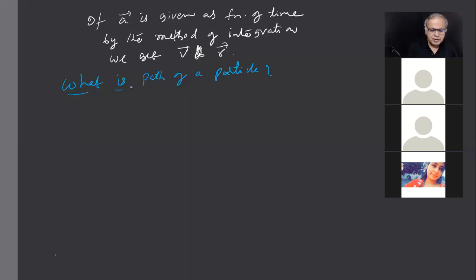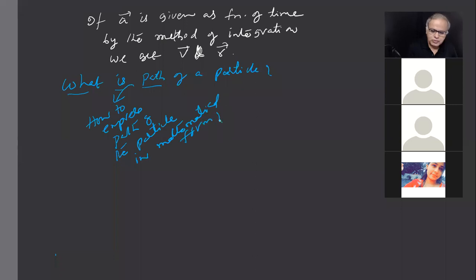The way I put the question, you say, what is path? Path is the path followed by the particle, isn't it? Or let me say, how to find the path of the particle, how to express the path of the particle in mathematical form. This could have been the question, not just what is the path of a particle. Look, if a body is moving in a two-dimensional plane, for example, we'll take a coordinate system xy and find out a relation between x and y. It is the algebraic relation between x, y, z coordinates.